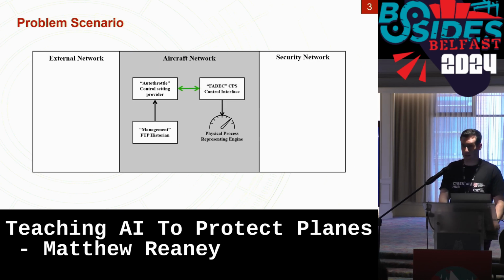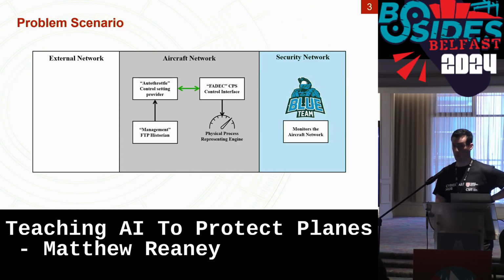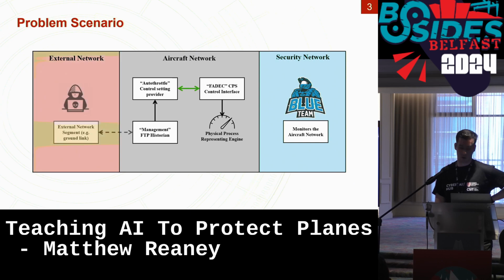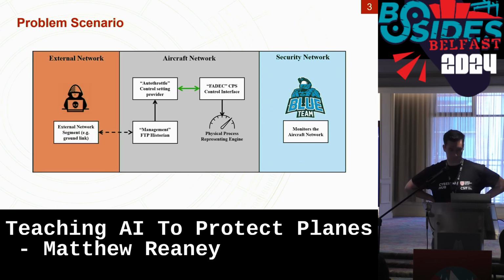And then we've got the FADEC, which actually directly interfaces with the engine and does the control. And this communication between the FADEC and the auto throttle is really important. So that's the thing that we want to protect here in this scenario. We also have our blue team, or sort of our monitoring software that looks at the network, and to mirror that, we have an adversary.